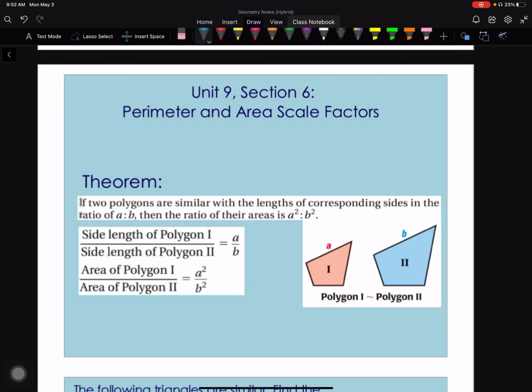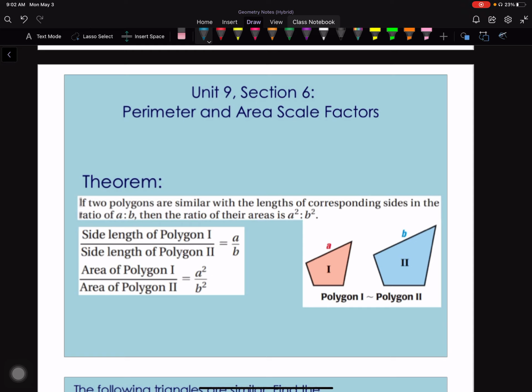Right, here we go. Unit 9, Section 6, Perimeter and Area Scale Factors. So we've talked about similar figures before. We talked about the scale factor from one figure to another. It basically means that all the sides hold the same ratio.